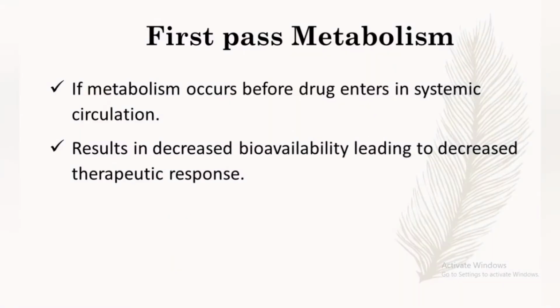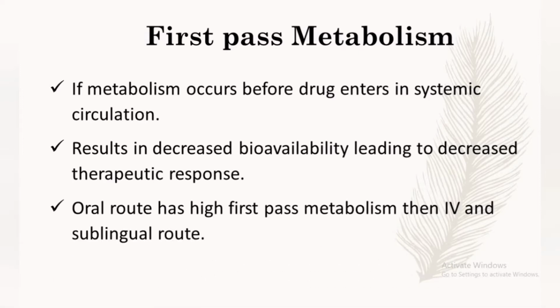Decreased bioavailability leads to a decrease in therapeutic response, and we can bypass first pass metabolism by administering the drug by IV route or sublingual route, because the oral route has high first pass metabolism. If we give a drug by IV route, it will directly enter our systemic circulation, so it will decrease the first pass metabolism.